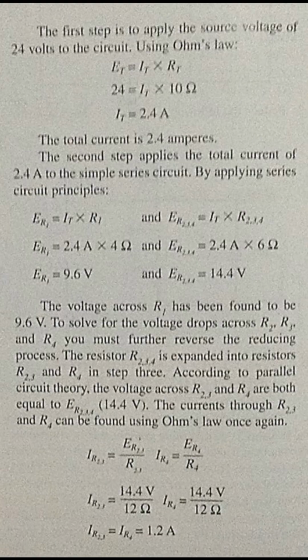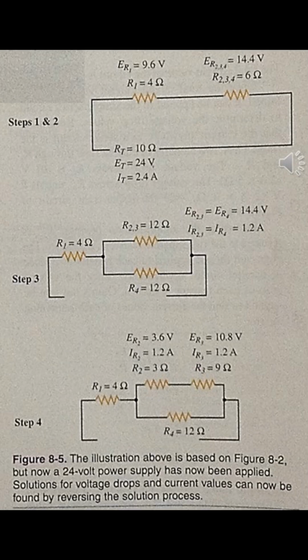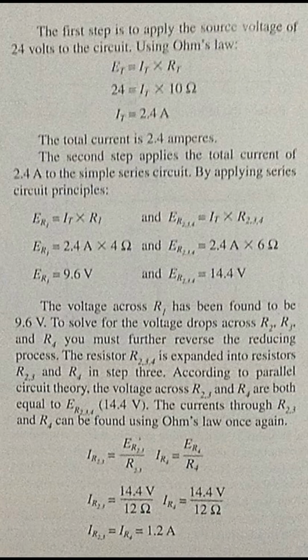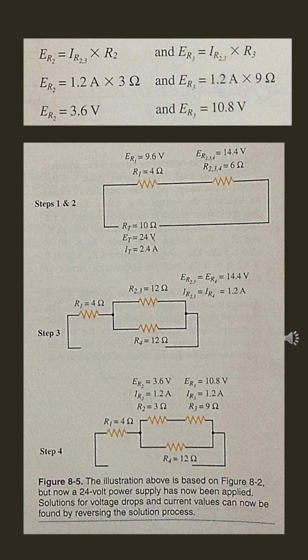which equals 1.2 amps. And the current at R4 equals the voltage drop at R4 divided by R4, or resistance 4, which is 14.4 volts divided by 12 ohms, again equal to 1.2 amps. The final step is to find the voltage drops across R2 and R3.